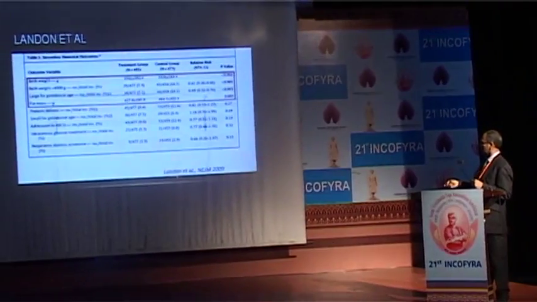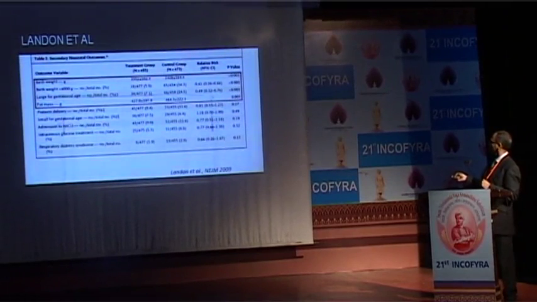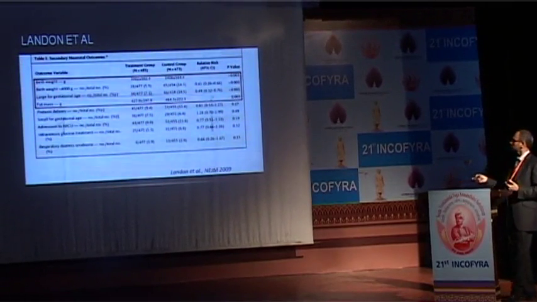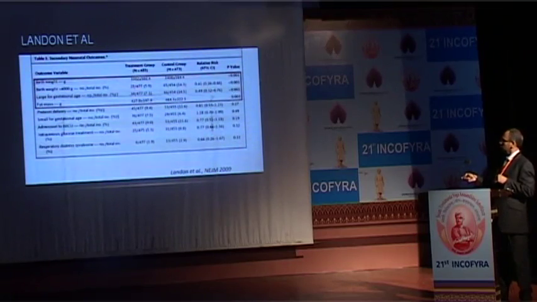And this is another study from Landon and others. Again, in this study, there are two groups, treatment group and control group, statistically significant. In the treatment group, the average weight was 3.3. In the other group, it was 3.4 kilograms. Birth weight, macrosomic babies were only 28 out of the 400.